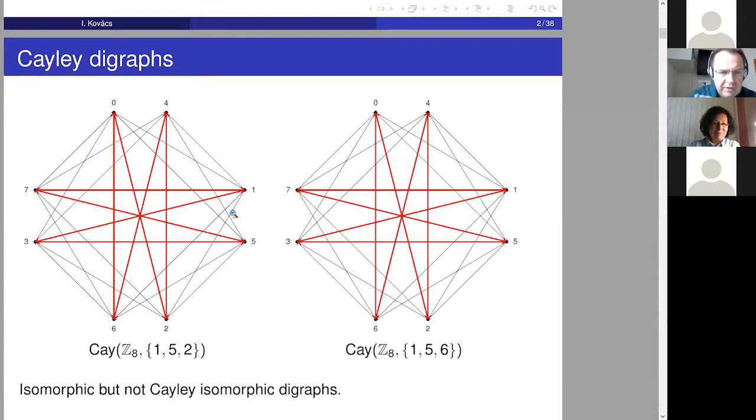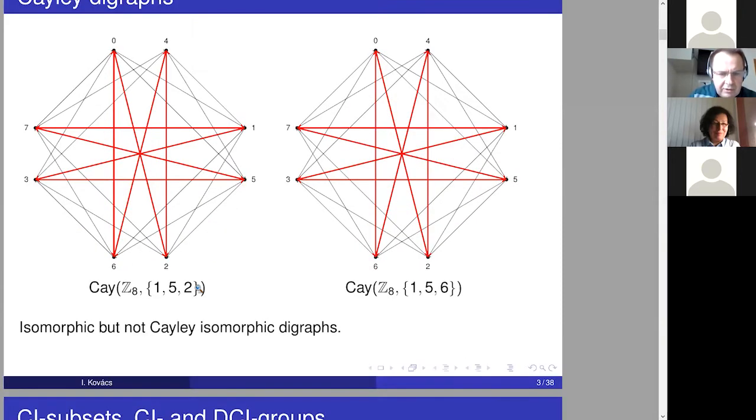This is an isomorphism. And it's also easy to check that there is no automorphism of Z8 which maps this set of three elements to these three elements. So this is an example of isomorphic Cayley digraphs which are not Cayley isomorphic.